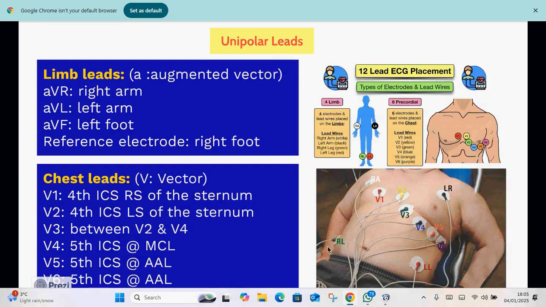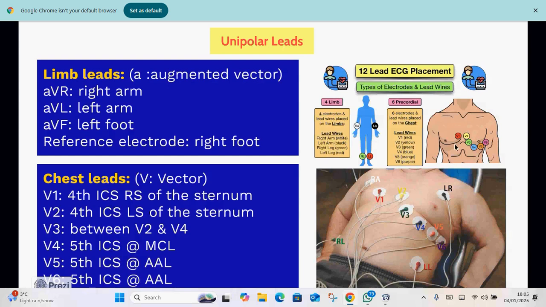So V1 RL is unipolar. Which lead? V1. When I say V1 here, I mean the lead between the V1 electrode and the RL electrode. So V1 can be a name of an electrode as well as a name of a lead between the V1 electrode and RL. Does that make sense?